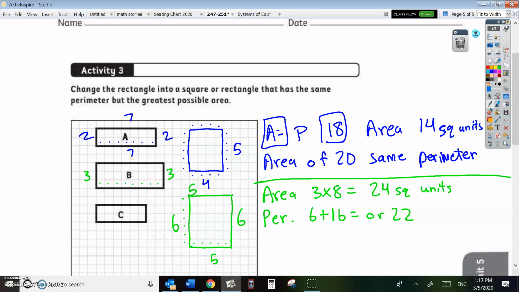5 plus 5 is 10. 6 plus 6 is 12. 10 plus 12 is 22. So it has the same perimeter, but it has a larger area. 6 times 5 is 30 square units. Okay, so there's letter B.